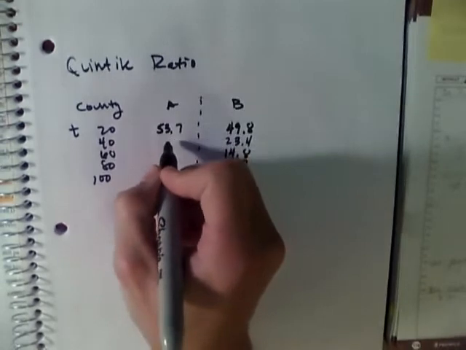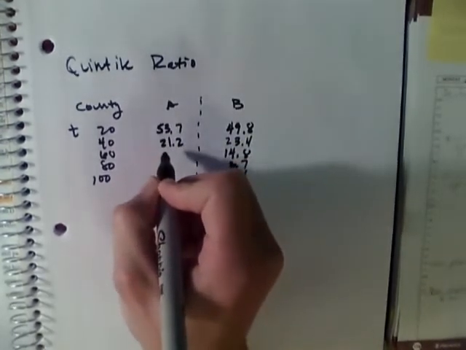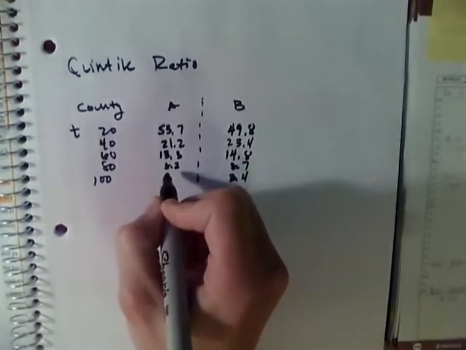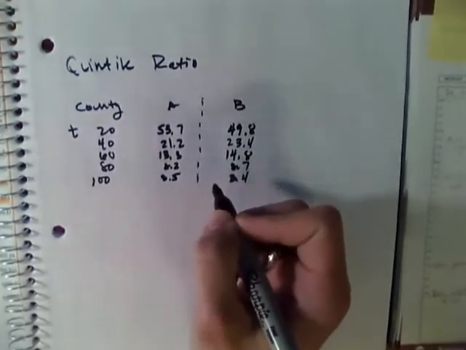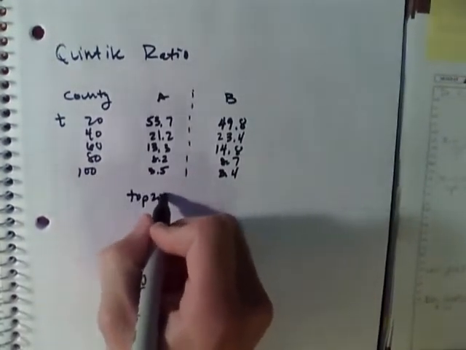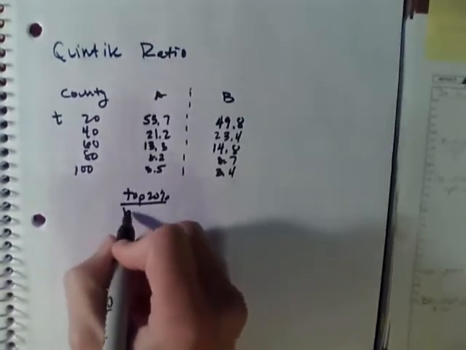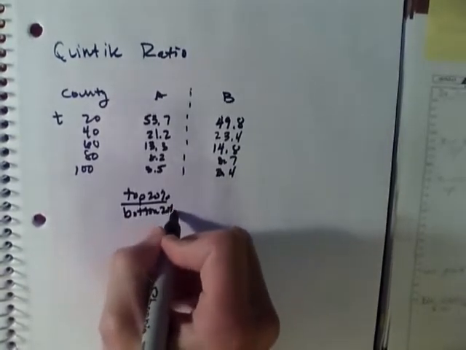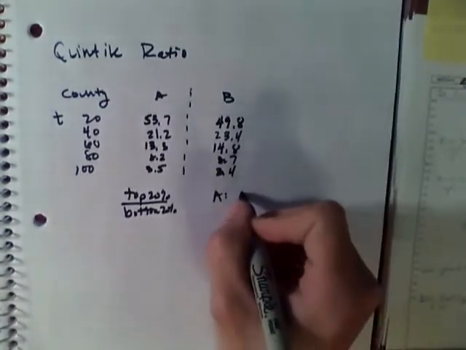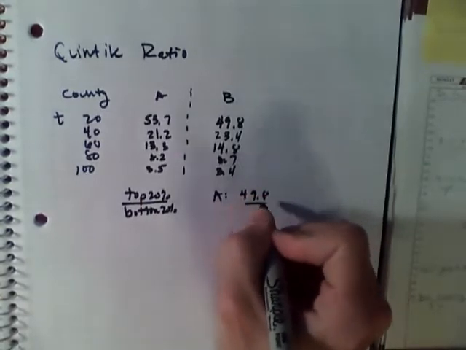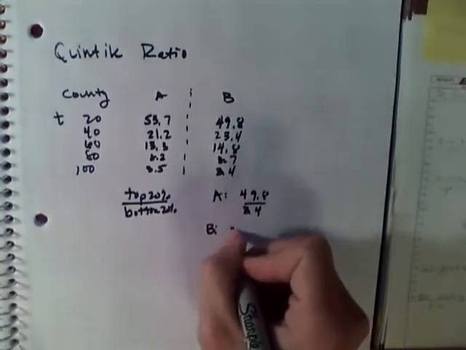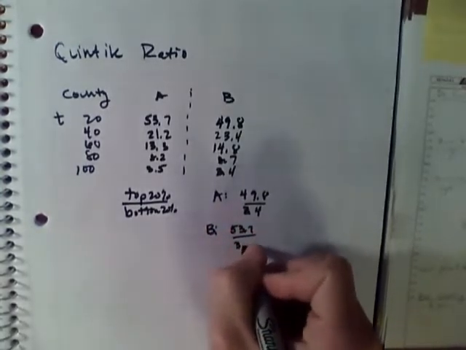And then for this next country, the first country I did this backwards, 53.7, 21.2, 13.3, 8.2, and 3.5. And then really what you do, the formula is just top 20% over bottom 20%. So for country A, you do 49.8% over 3.4. Country B, you would do 53.7 over 3.5.